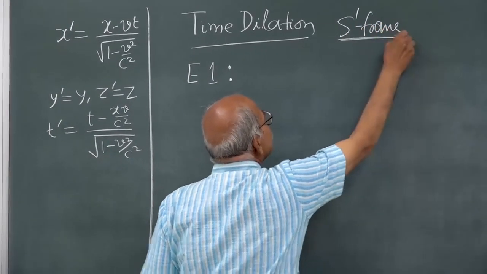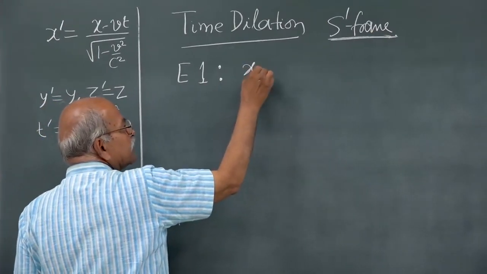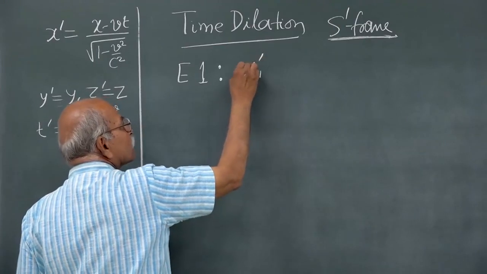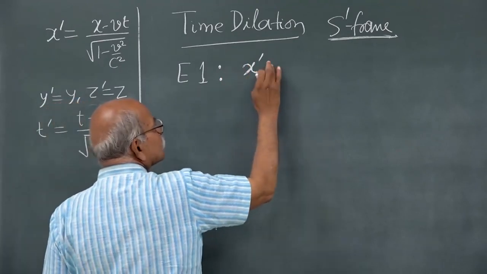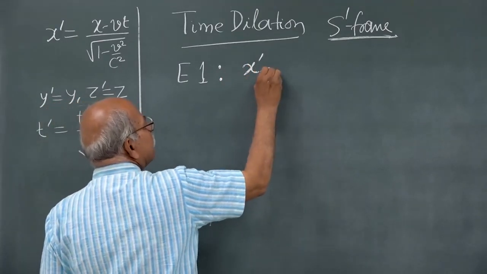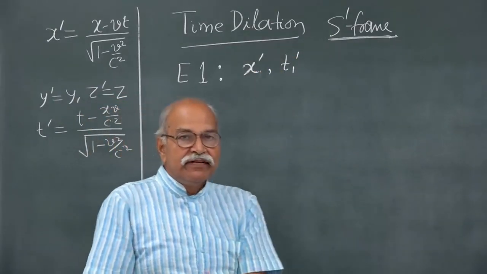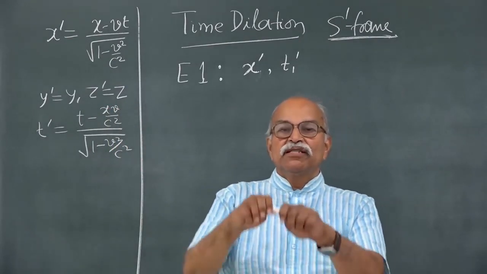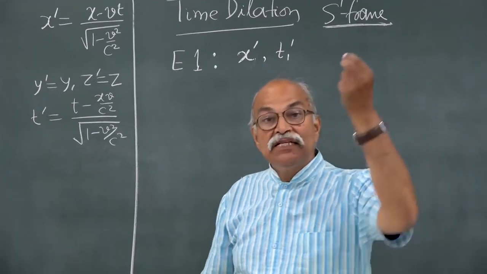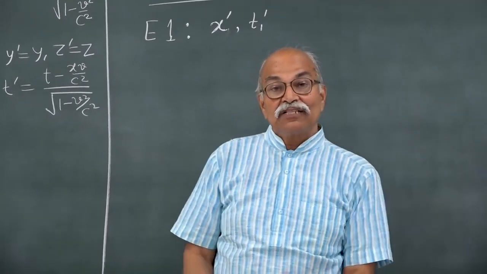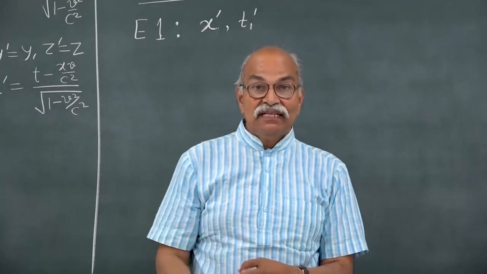So, in the S prime frame, the first event has occurred at some position, say x1 prime, and at time t1 prime. Some event has taken place: some chalk has been broken here, or some particle has reached this position, or something has been measured at this particular time at this particular position. That is an event.